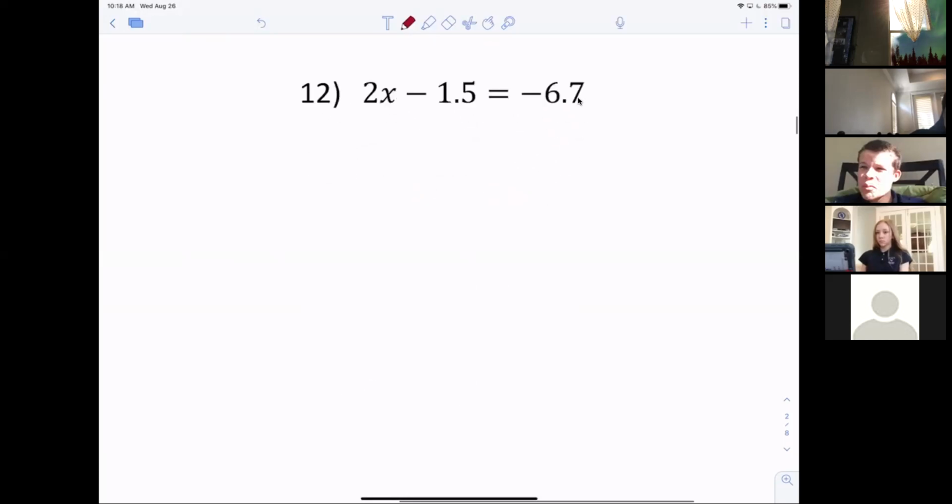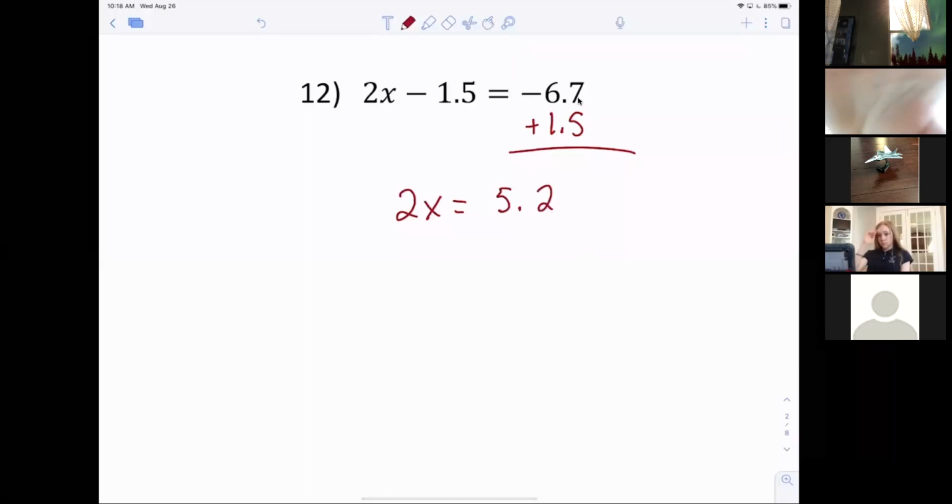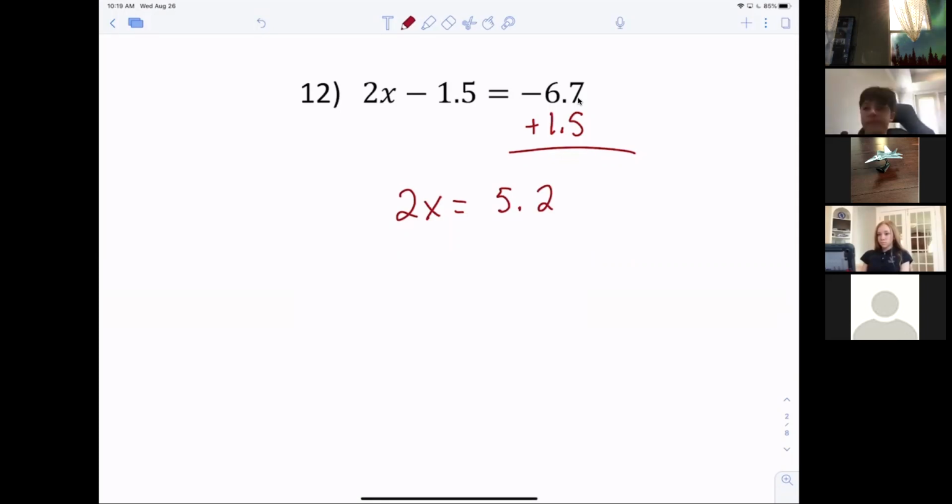Now I threw in some decimals. All right. We're going to do what to both sides? Minus or add. We're adding 1.5. All right. Now, sometimes it's a little bit harder for kids to see the decimals. So I have 2x is equal to. Now, am I adding or subtracting those decimals? Subtracting because the signs are different. So 5.2. Now the question is the decimal positive or negative? Negative. It's negative.